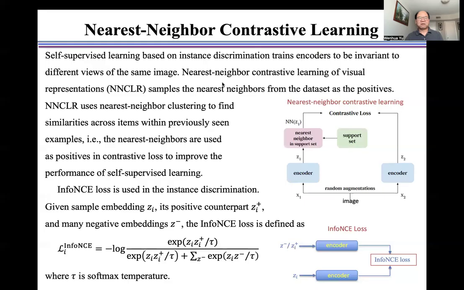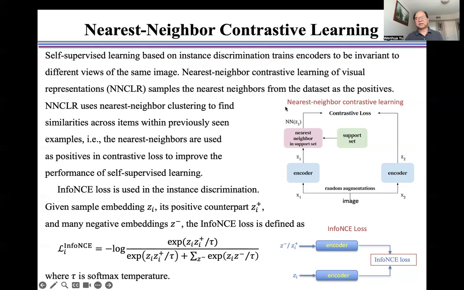NNCLR uses nearest neighbor clustering to find the similarities across items within previously seen examples, namely the nearest neighbors, which are used as positives in the contrastive loss to improve the performance of self-supervised learning.